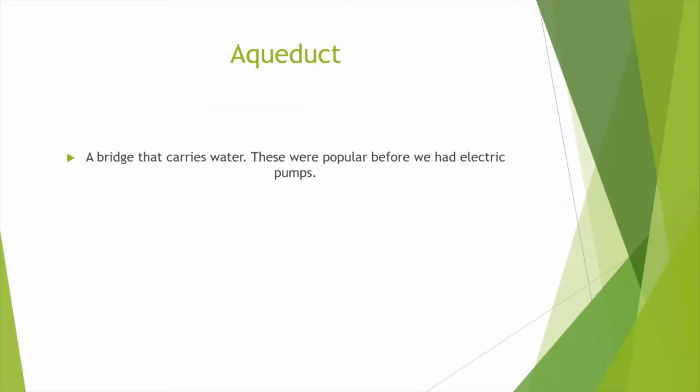Okay, then we look at an aqueduct. An aqueduct is a bridge that carries water. And these were popular before we had electric pumps. Now we have electric pumps and all sorts where we are able to do amazing things. And God has blessed people with knowledge and wisdom, understanding, in order to produce some bridges that are just out of this world and amazing, which we'll see as we go along.